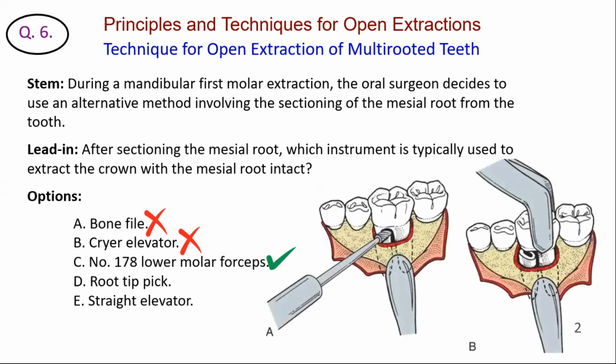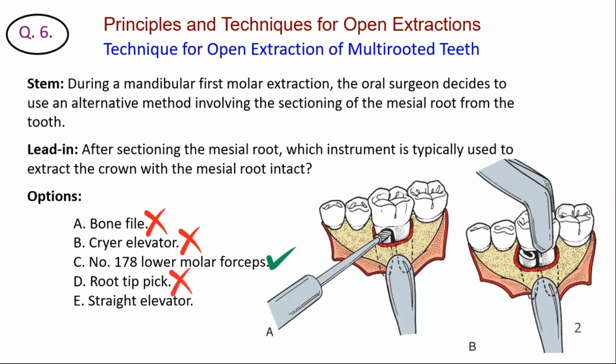An alternative method of sectioning is to use the burr to remove the mesial root from the first molar. Using a burr to section the mesial root helps in dividing the tooth into two manageable parts, facilitating easier extraction. Then the number 178 forceps is used to grasp the crown of the tooth and remove the crown and the distal root. The number 178 forceps are specifically designed for gripping and extracting the crown along with the distal root, streamlining the process of tooth removal.